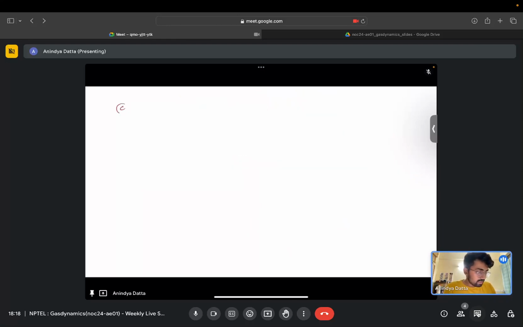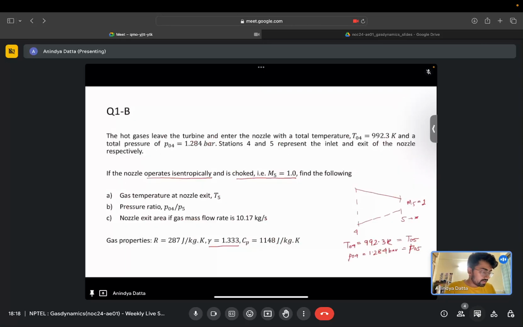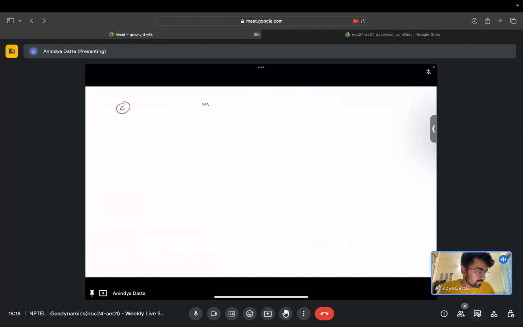Then coming to the third part. The third part is we have to find out the nozzle exit area, which is A5, if the mass flow rate is 10.17 kg per second. So given is m dot is 10.17 kg per second, and we can write m dot is equal to density times area times the velocity, right? So basically A5 will be equal to m dot by rho 5 into V5.